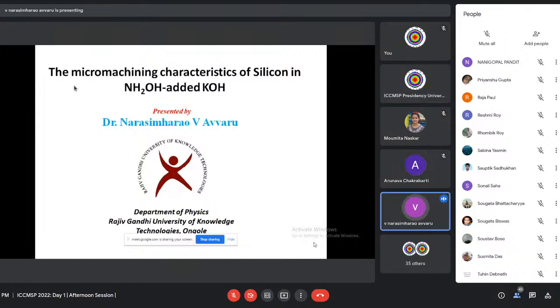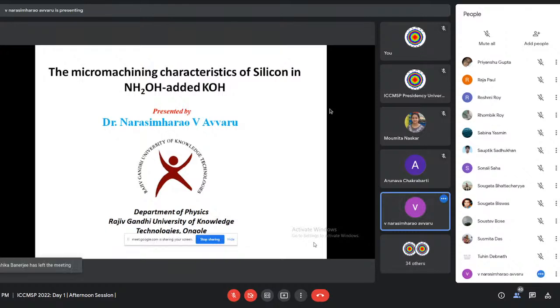I am A.V. Narasimharao. My presentation is on micro machining characteristics of silicon in NH2OH added KOH solution. The main aim of this study is improving the etching characteristics of silicon for MEMS applications, for industrial fabrication of MEMS structures, by increasing the etch rate of silicon.